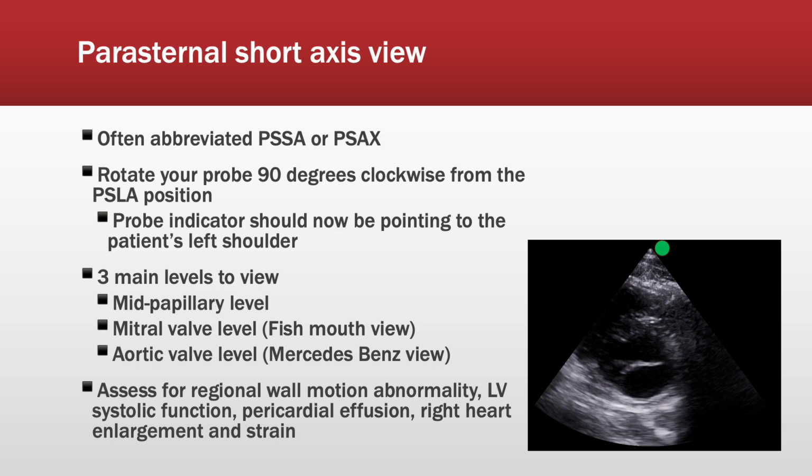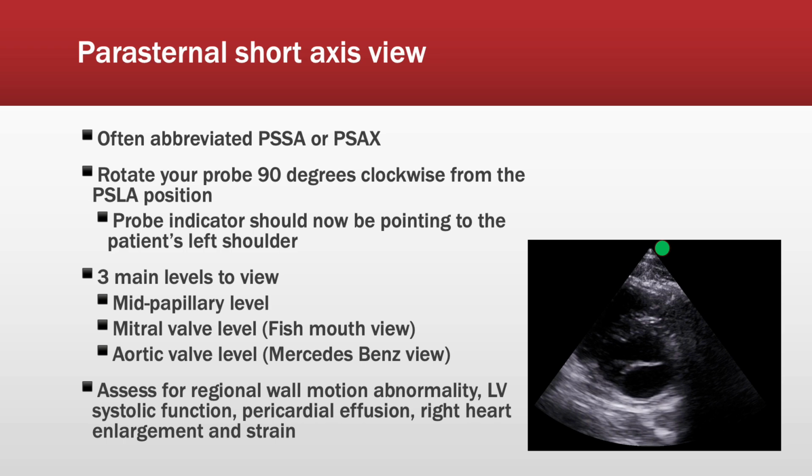From there, you can fan the probe either up or down to obtain the other two parasternal short axis levels, which are the aortic valve, also known as the Mercedes-Benz view, due to the three cusps of the aortic valve forming a star like that of the Mercedes-Benz emblem, and lastly the mid-papillary level. And I'll show you guys how we're going to obtain these views by tilting our probe either up or down.